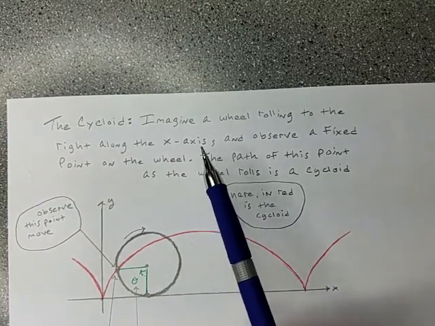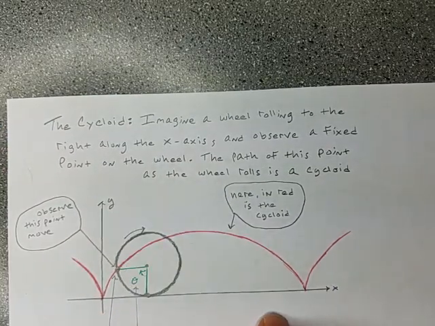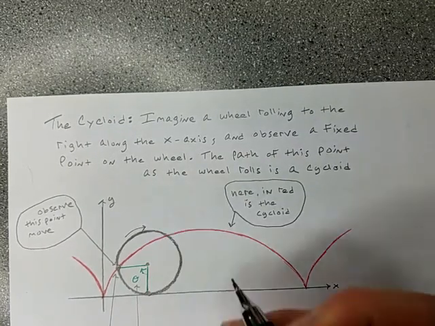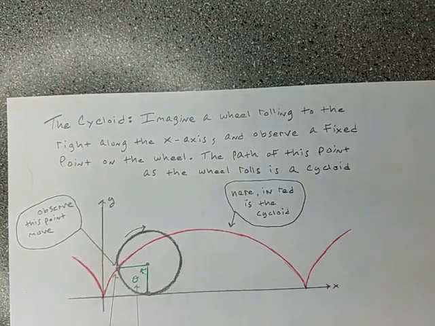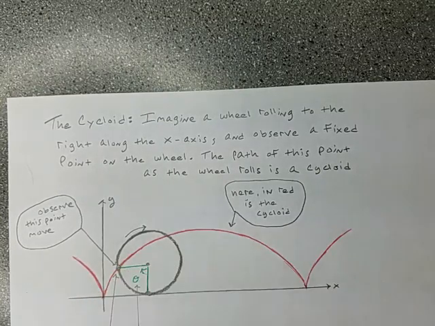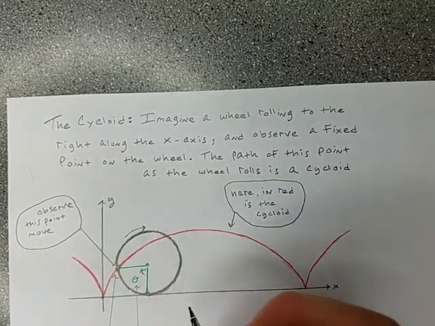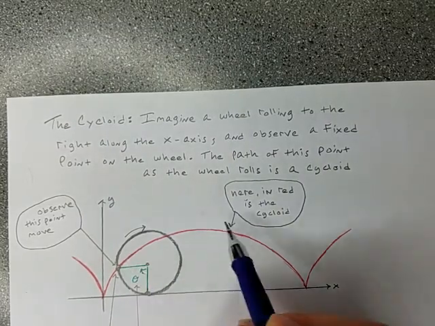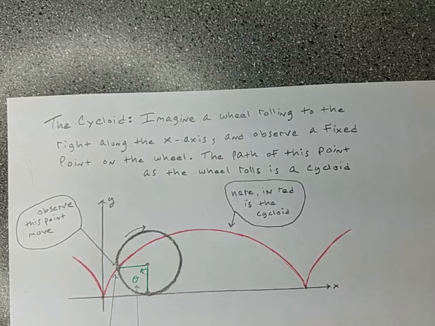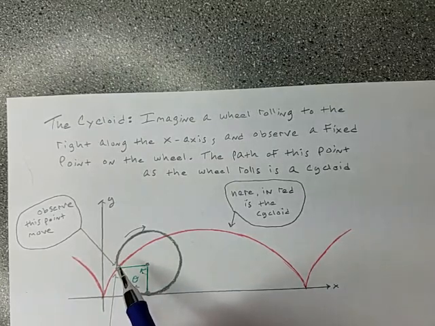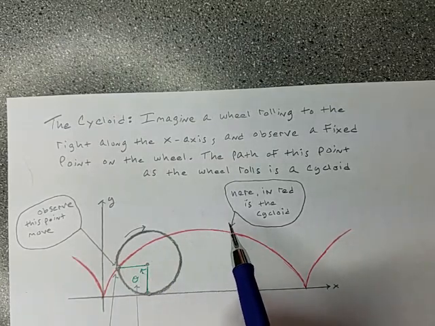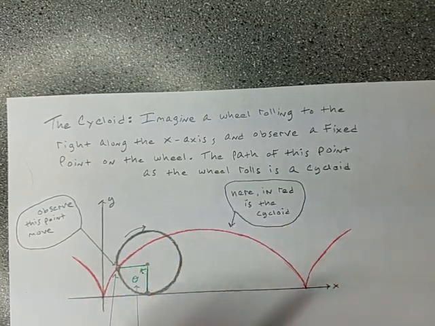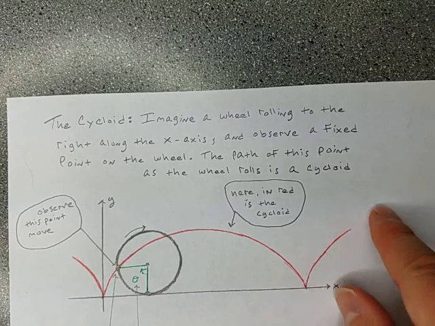Imagine that you had a wheel rolling to the right along the x-axis, okay? And we're going to observe a fixed point on the wheel. So there's a point on the wheel that's fixed and isolated on the wheel, and it doesn't move. But as the wheel rolls, that fixed point moves through space, okay? Now, the path of the fixed point through space as the wheel rolls is here in red. And that path in red is called a cycloid.